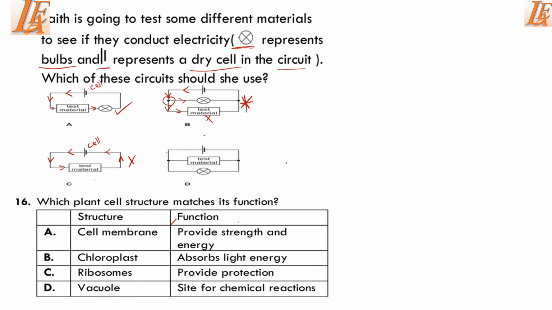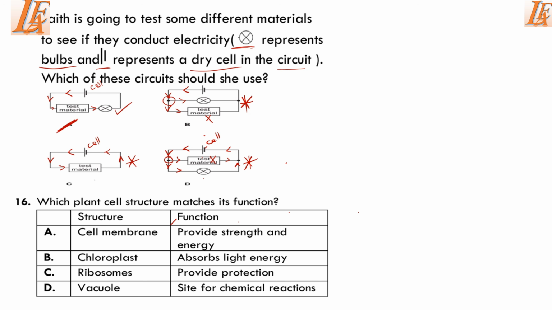So this one cannot be used by Faith. Then B, we have a cell, and then this cell current will flow through this conductor, and when it reaches this junction, just like option B, current will flow or will split into two. Some will go to the test material, some will go to the bulb, and then back to the negative terminal of the cell. So in this case, whether this test material is there or not, the bulb will still go on. So the correct answer is A.